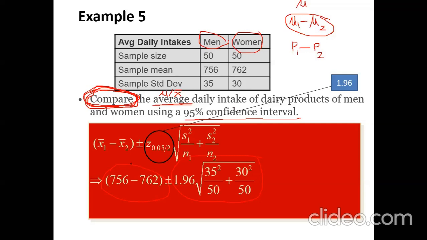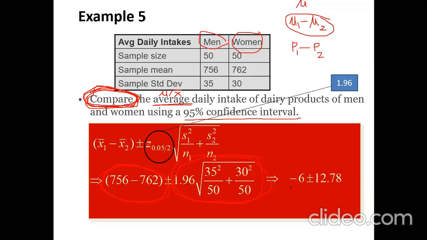When you substitute all the values and want to calculate, you need to calculate separately. First this one, and then this is the second calculation. Then you will get 756 minus 762, which is negative 6, plus minus 1.96 times the square root of 35 divided by 50 plus 30 divided by 50, and you will get 12.78.